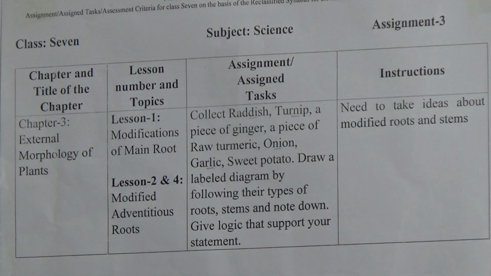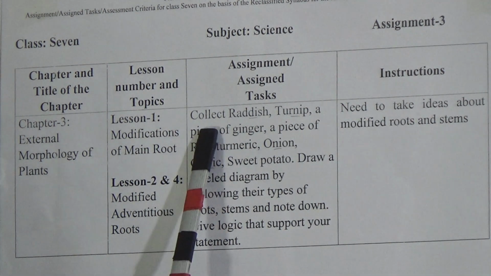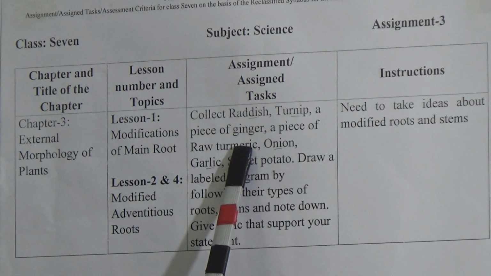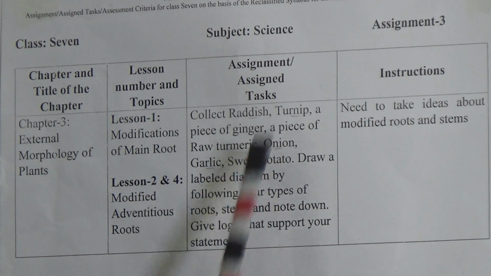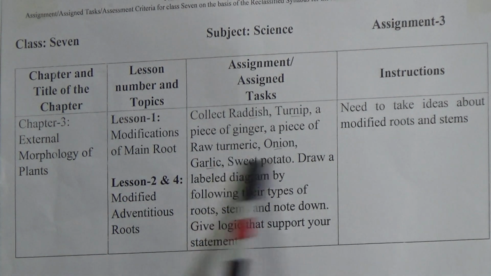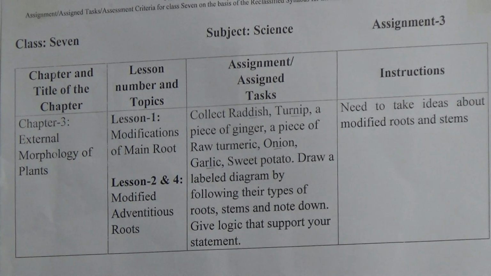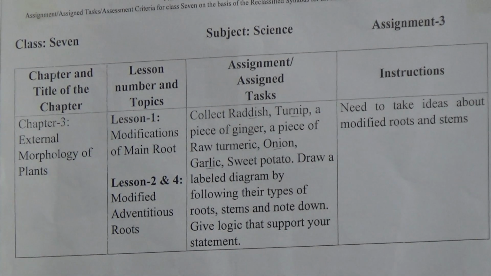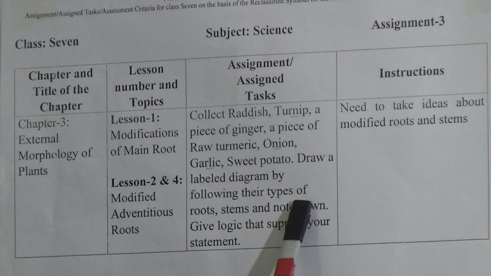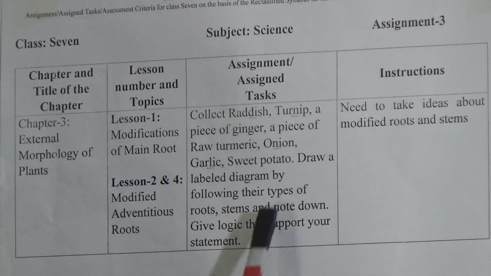For this assignment, students, look at here. Here is written: collect radish. You have to collect radish, turnip, a piece of ginger, a piece of raw turmeric, onion, garlic, sweet potato at your home, and please observe all these things. And then you will draw a label diagram by following their types of roots and stems, and note them down.